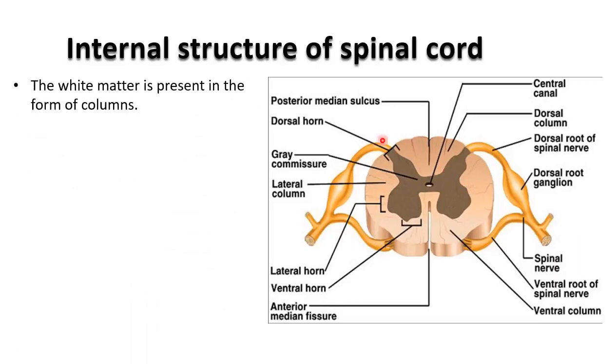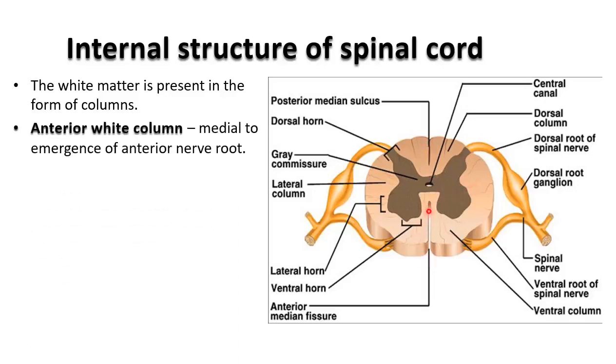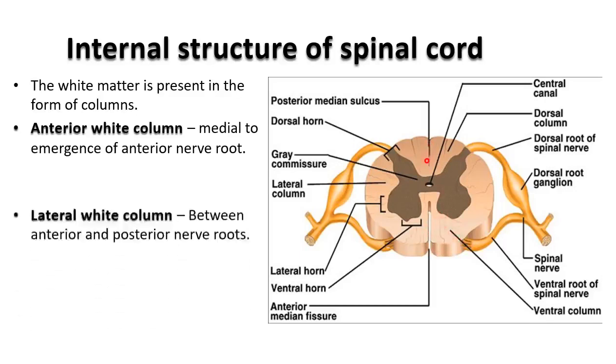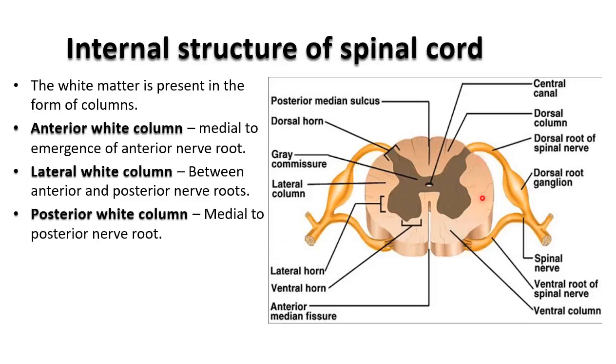Now, coming to the outer white matter, it is divided into columns: anterior white column, posterior white column, and lateral white column. The anterior white column is from the anterior median fissure up to the emergence of the anterior root. The posterior white column is from the posterior median sulcus to the emergence of the posterior nerve root. The part in between the emergence of the two roots is called the lateral white column.